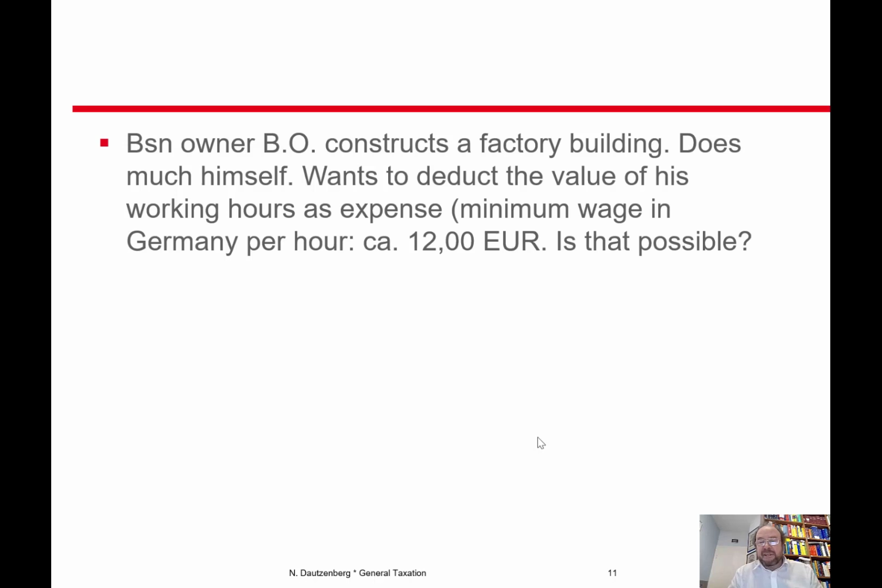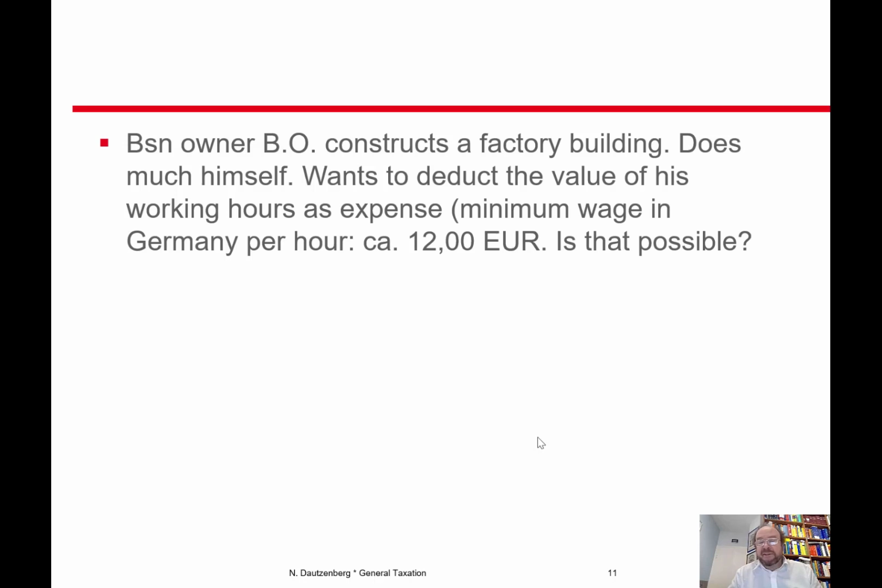So the only reasonable question would be if we can regard the value of his working hours as costs, which we can regard as a part of the price which he paid for that building. For example, if he contributed 1,000 working hours, can he then add 12,000 euro as additional amount paid by him for that building? And the answer is a simple no.